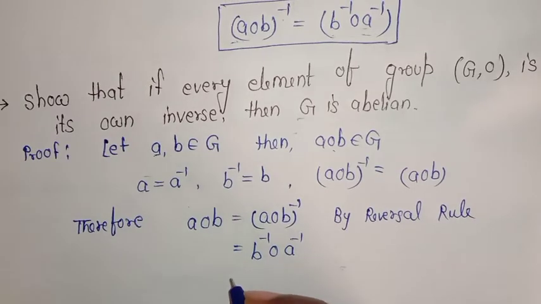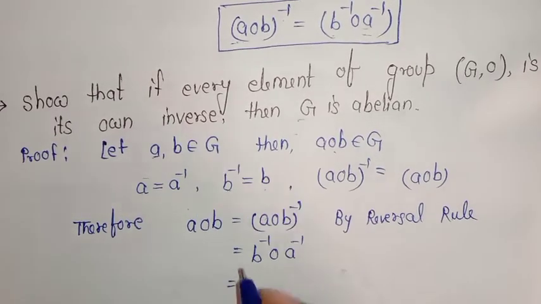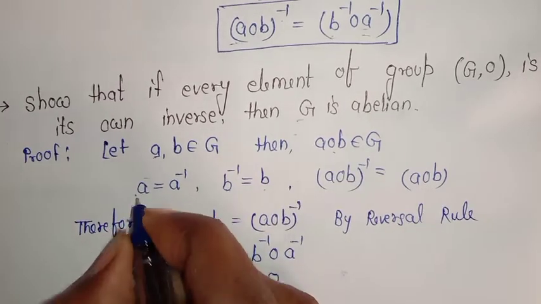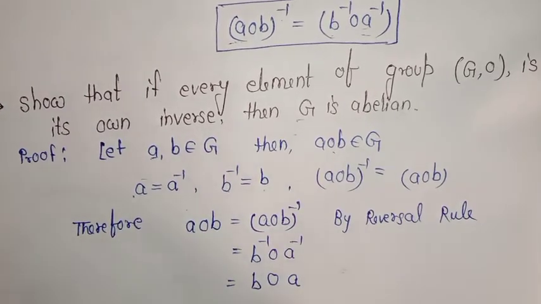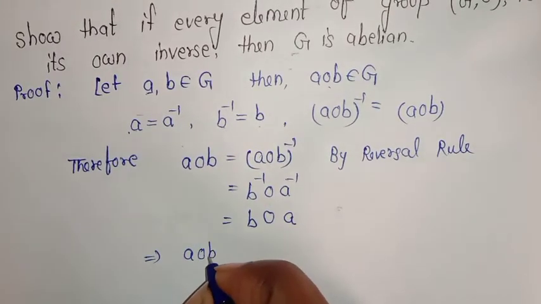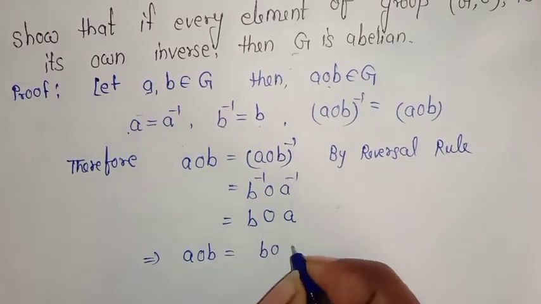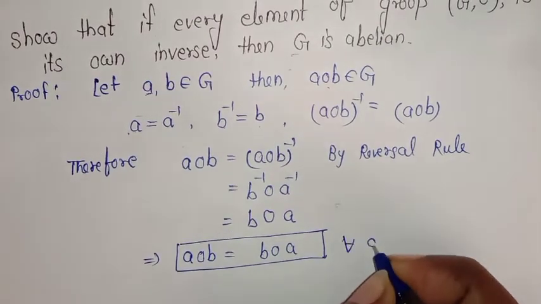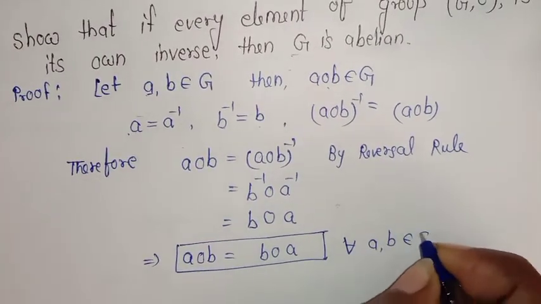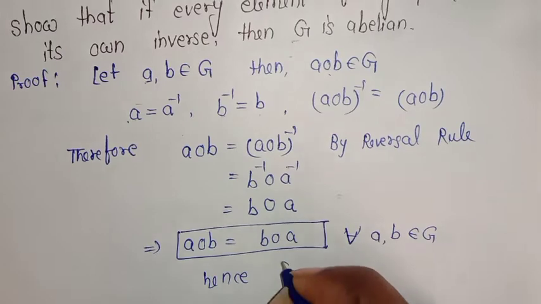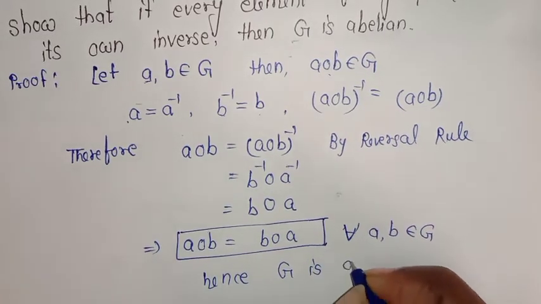Now what? B inverse is equal to B, so we can write here B, and A inverse is equal to A, so we can write here A. So what we get, this implies A operation B is equal to B operation A. And this is true for each element A, B belonging to G. So we can say G is abelian. Hence G is abelian.